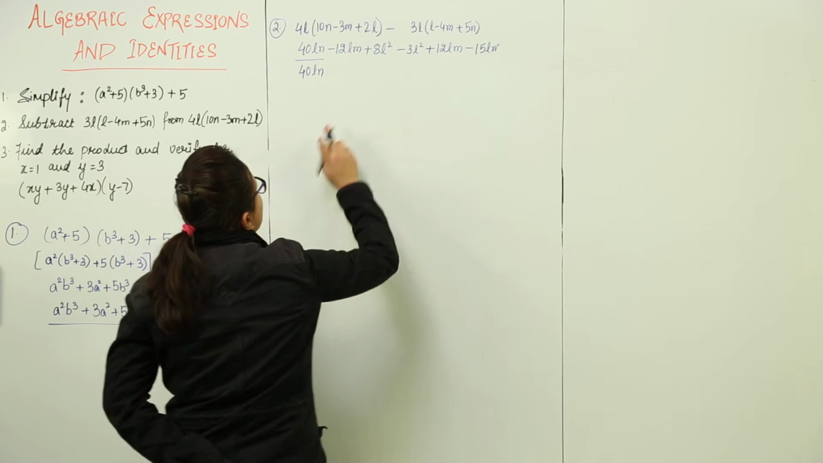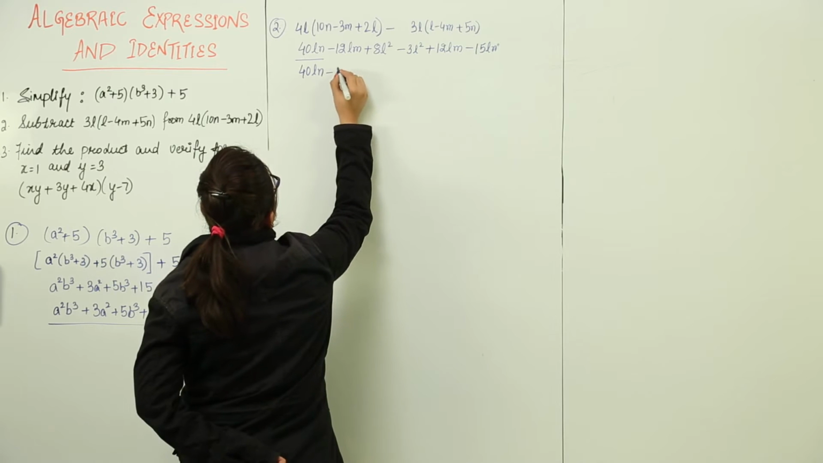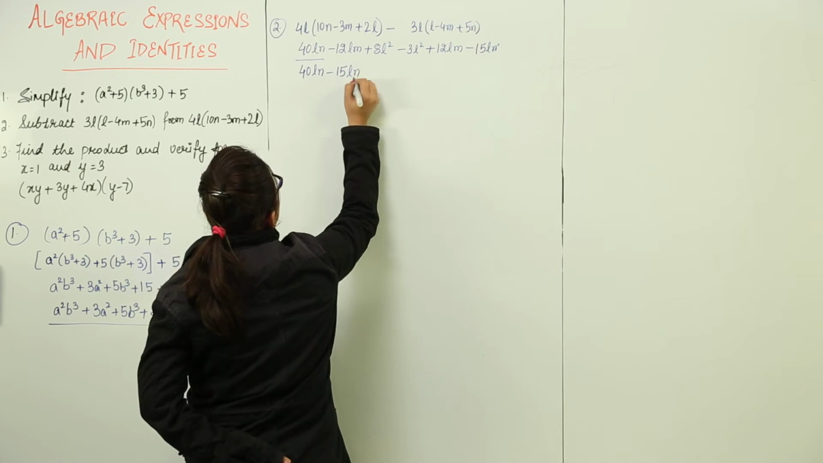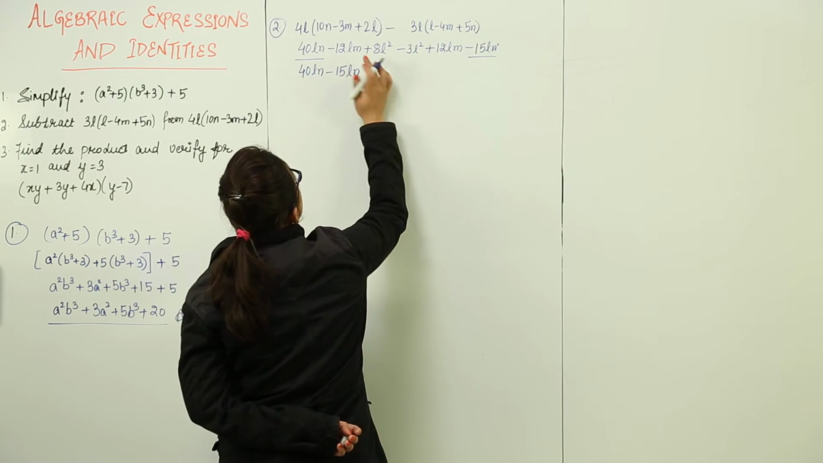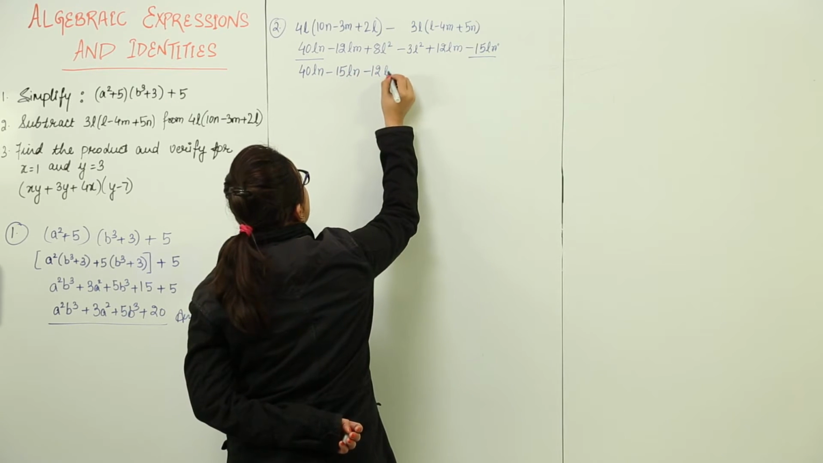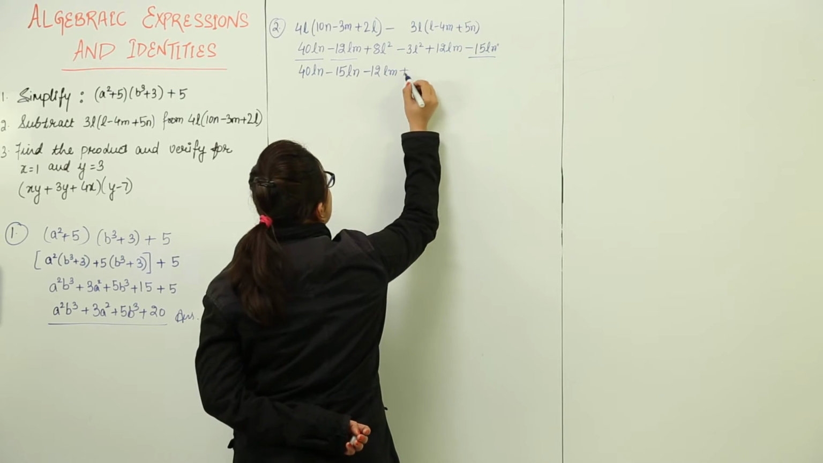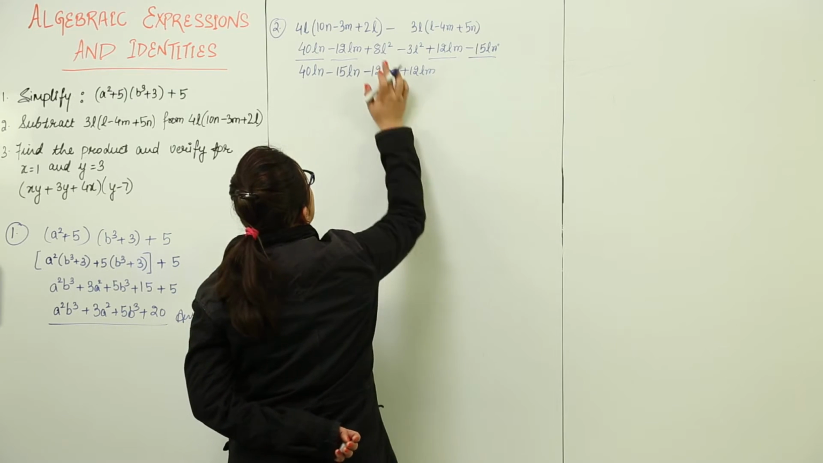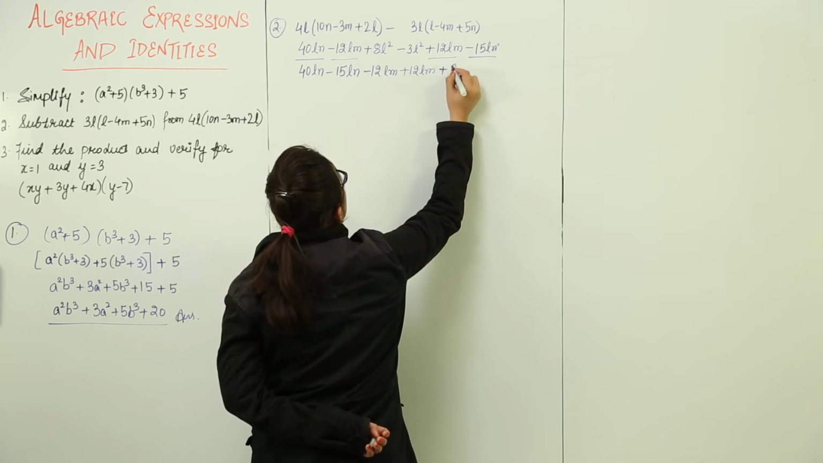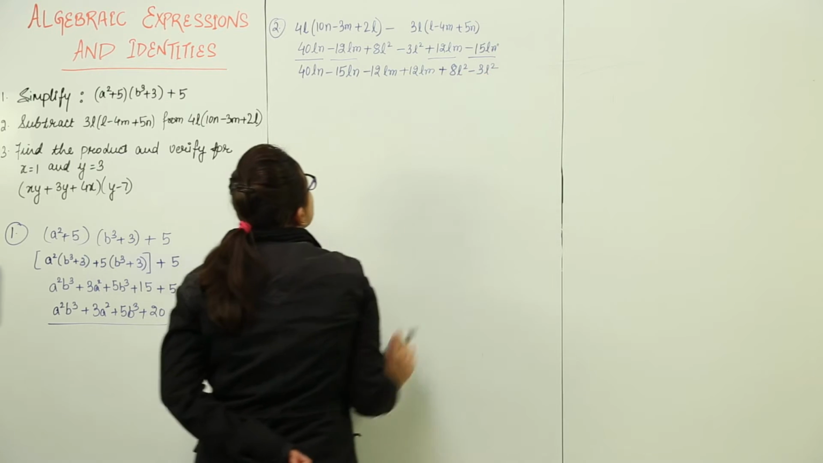40 ln. Do we have any ln's? Yes, we do have it here. So we write 40 ln minus 15 ln. We have taken the two terms. Next is minus 12 lm. Do we have any other lm terms? Yes, we do have. It's over here. We have taken these two terms. Now we have the l square left. So we write 8l square minus 3l square.